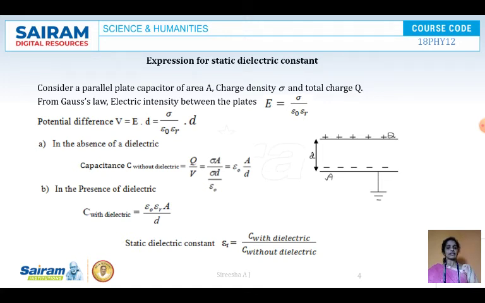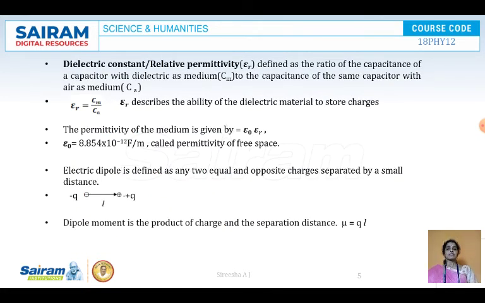Therefore, static dielectric constant epsilon r is given by the ratio of capacitance with the dielectric to the capacitance without the dielectric. So, static dielectric constant epsilon r is nothing but C with dielectric by C without dielectric. It is a ratio. With the dielectric, what is the capacitance, and without the dielectric, what is the capacitance? The ratio with dielectric to without dielectric gives you the static dielectric constant epsilon r. The same has been explained here.